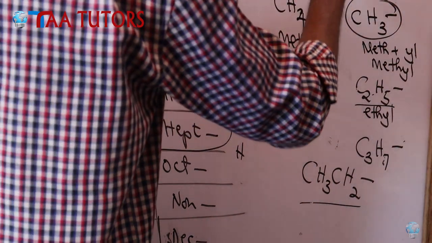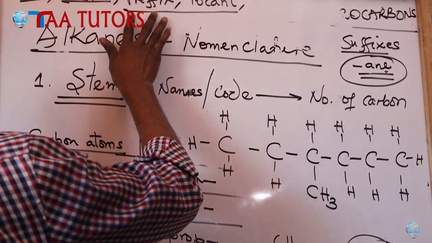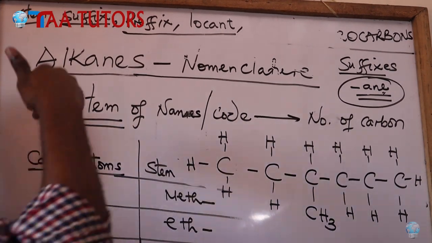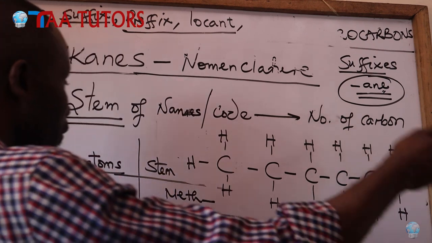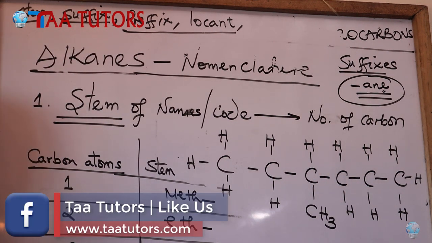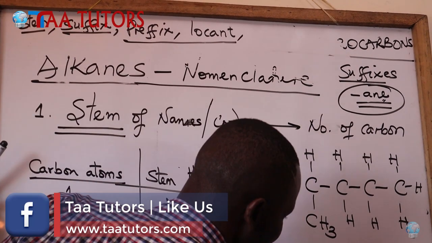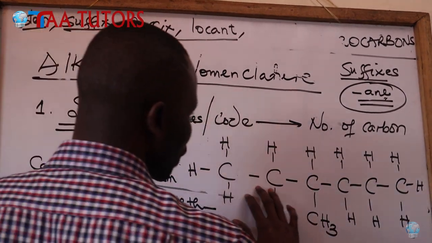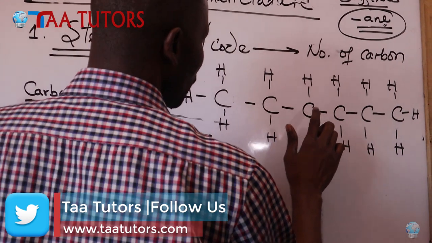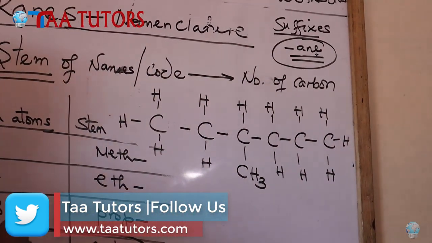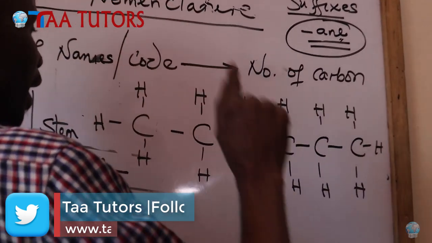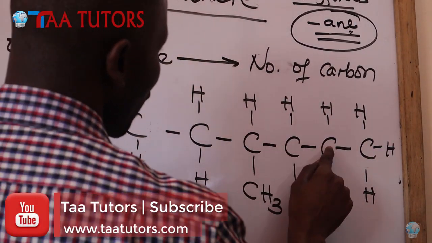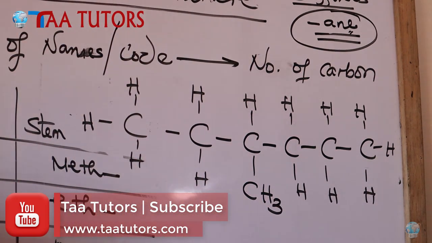Now, let me bring you to the idea of the prefix and the locant. We know the stem. The stem is the center. Whatever is after the stem is the suffix. Whatever is before the stem becomes the prefix. So we want to know now, how does this prefix come in? So we talk about this compound, 1, 2, 3. We said that when we're naming the compound, we take a chain with the highest number of carbon atoms. So we have one here, 1, 2, 3, 4, 5, 6. We have the one with 6.